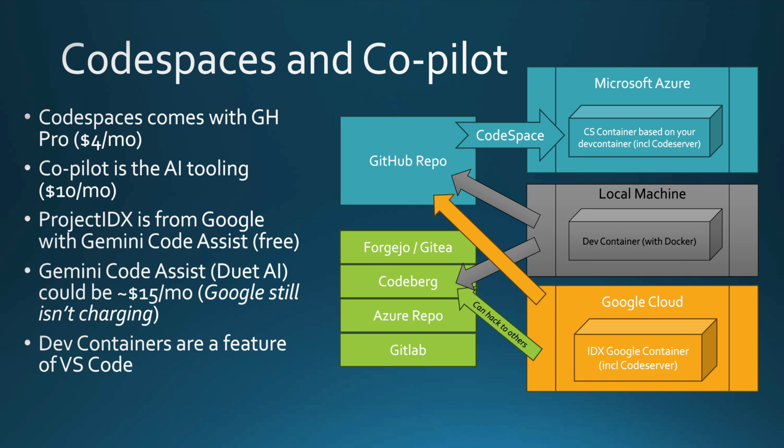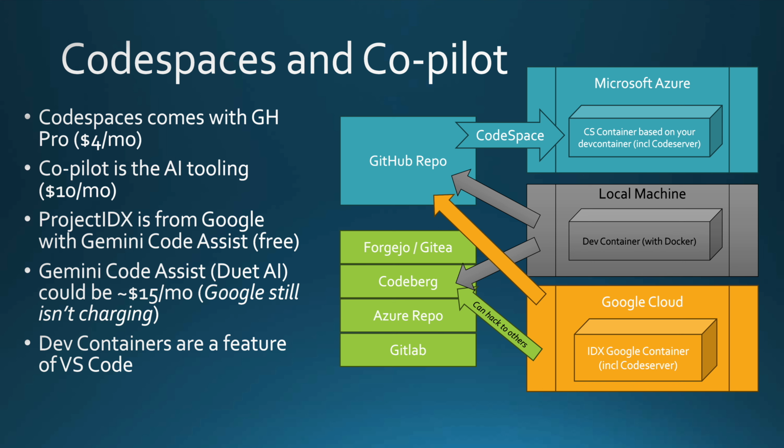Project IDX is from Google, and it does come with Gemini Code Assist, and that's free. They're not charging for now, and that's a hosted container in Google Cloud. If you want to pay for the equivalent to Copilot, Duet AI, it could be $15 a month. But I can tell you personally, because I use it and have it tied into a billing account, I'm not charged even today. So the equivalent of Copilot in Google is still free today.